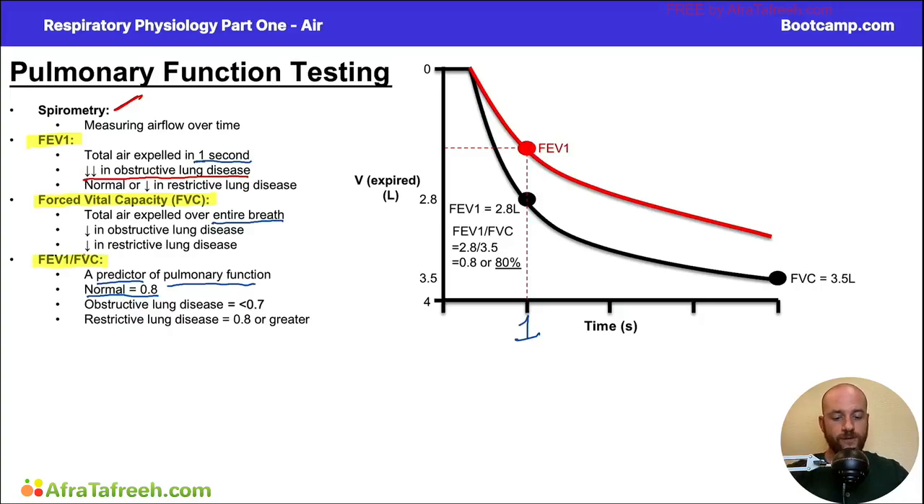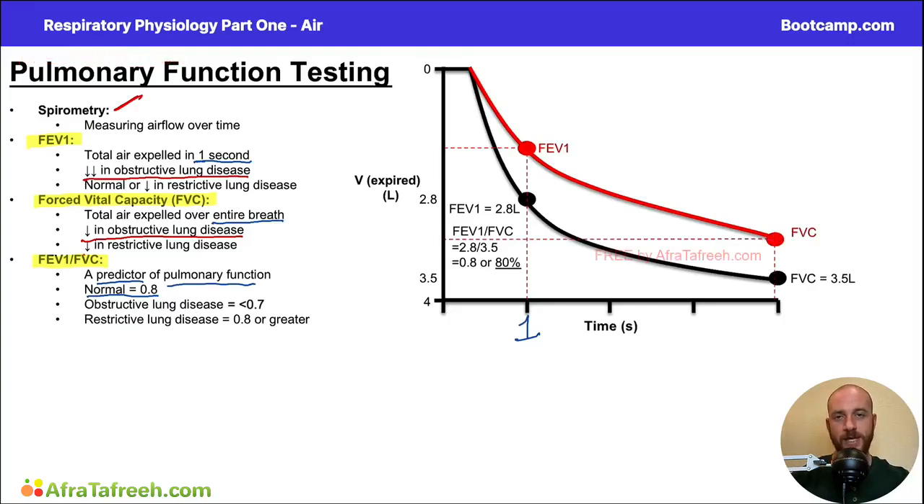Furthermore, the forced vital capacity is also usually decreased in obstructive lung disease, because they just can't breathe as much air out over time. Also remember they have a very large residual volume, so they breathe out their vital capacity and start to hit that residual volume fairly early. We'll put in our FVC point at the end of the curve here.